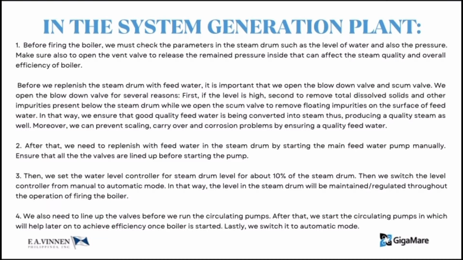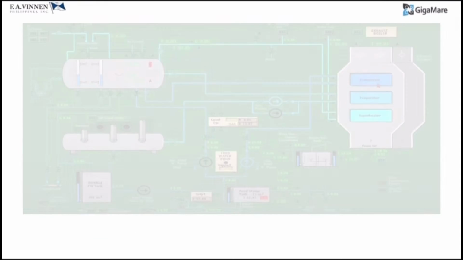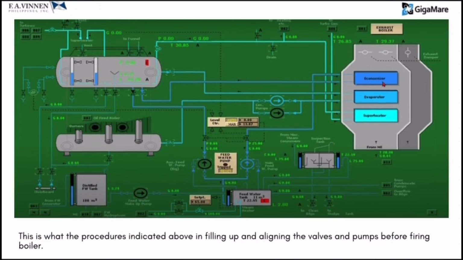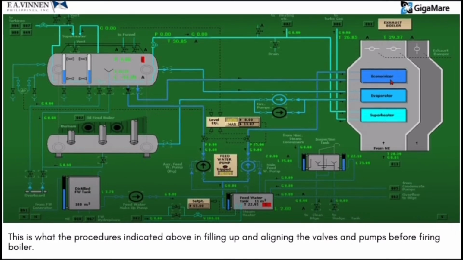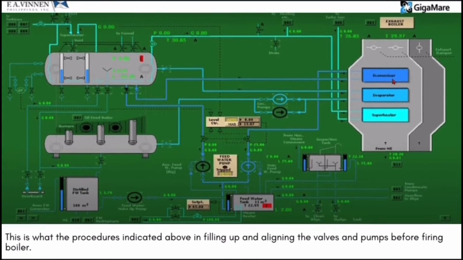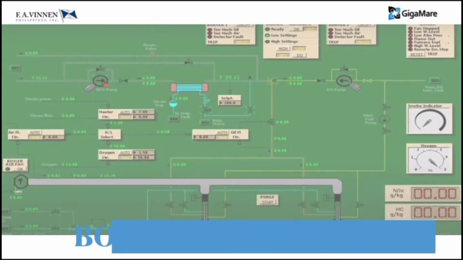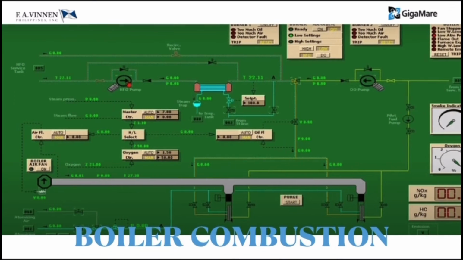Second, we replenish the feed water in the steam drum. Third, we set up the water level controller to check that it is in good running condition. And also we line up all the valves. So this is what the procedure is telling us: we fill up the steam drum and also align the valves and pumps before firing the boiler. Next is the boiler combustion. This is where the burners are being operated.